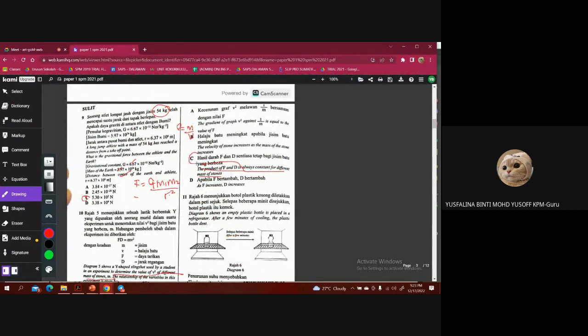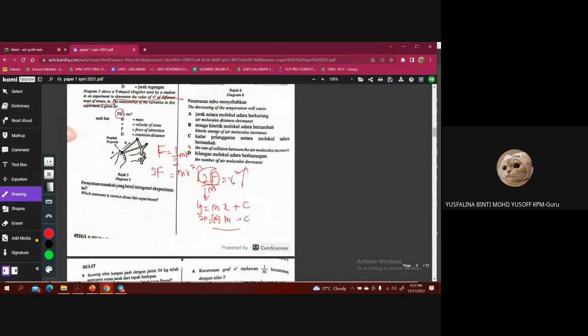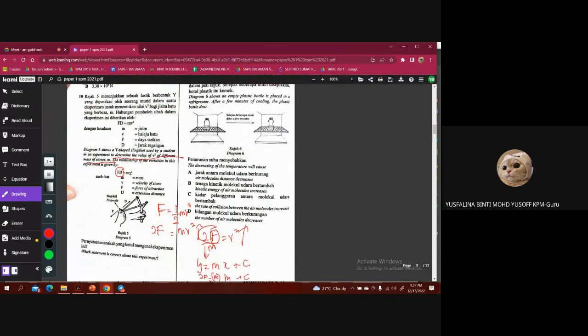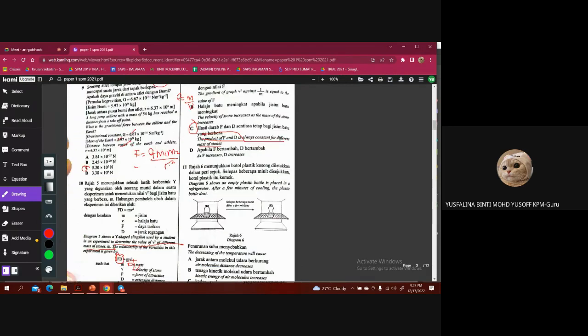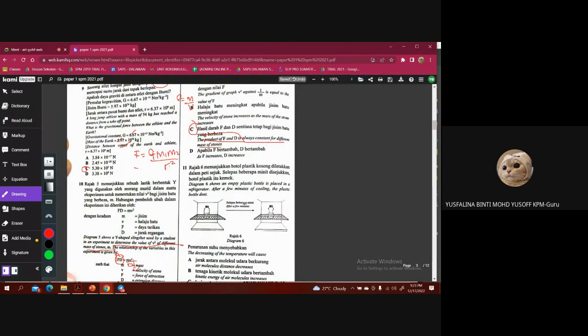So you see, the question is quite hard now. It's very different from the KSSM. And when F is increased, D is increased? No. If you change, that one will be divided by D, so your F increases, this one should decrease. So the answer is C.